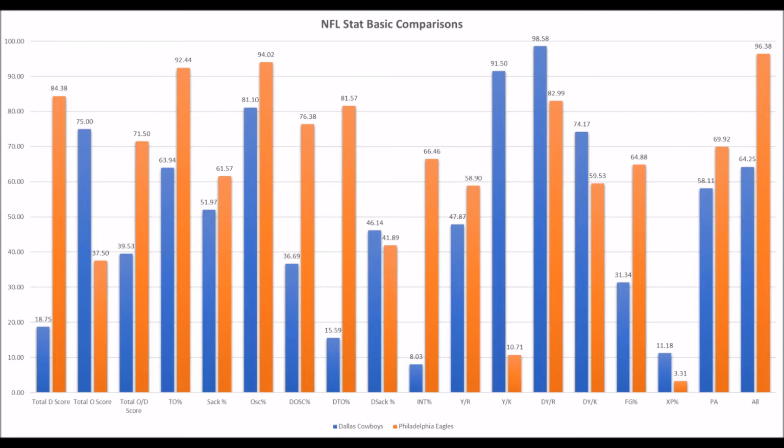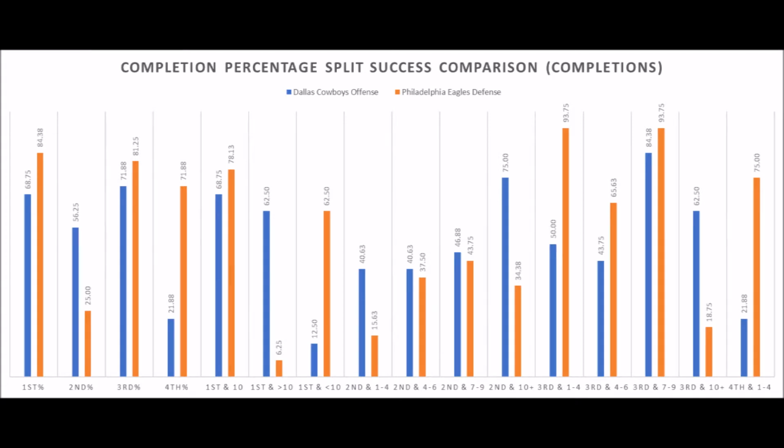Now, when you get to some other data points, so now we're getting into some different down and distance data. When you look at the Cowboys' offense versus Eagles' defense when it comes to completion percentage, the Eagles are favored in terms of first and third down when it comes to completion percentage data. So definitely an aspect here that favors them pretty well based on data.